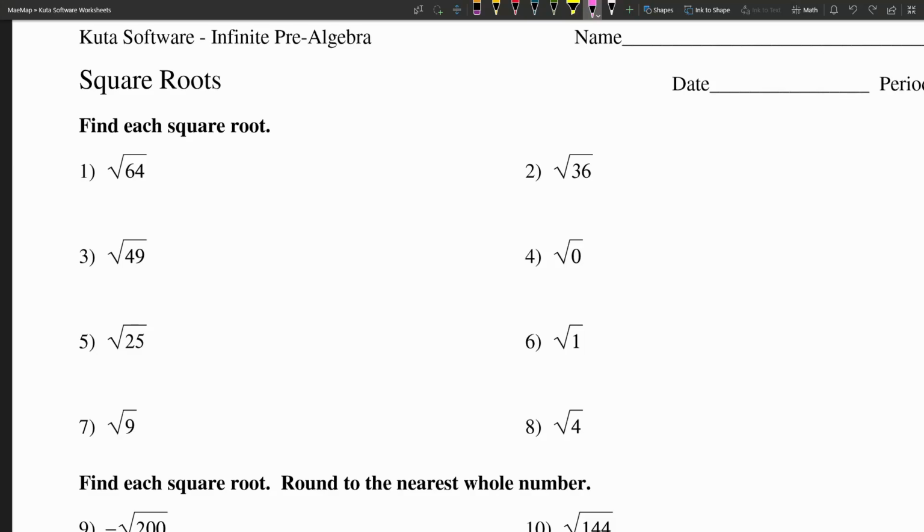Hello everyone! In this video we're going to complete the KutaSoftware Infinite PreAlgebra free worksheet, Square Roots.